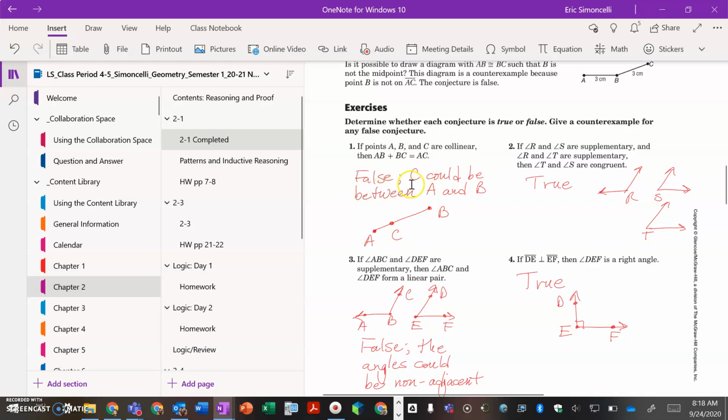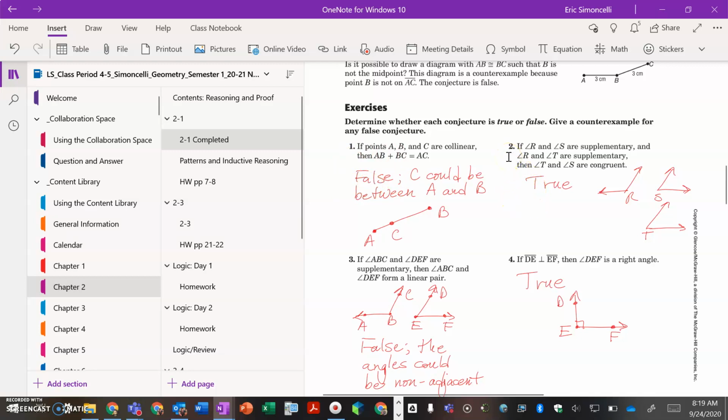So the answer is false. C could be between A and B. Now, if you thought of putting B between the A and C points, that's a true statement, right? But because there's a counterexample, in other words, I can put C in the middle, and this all of a sudden is not a true statement. So of course, overall, we say that this statement is false. So even one counterexample makes the statement false.